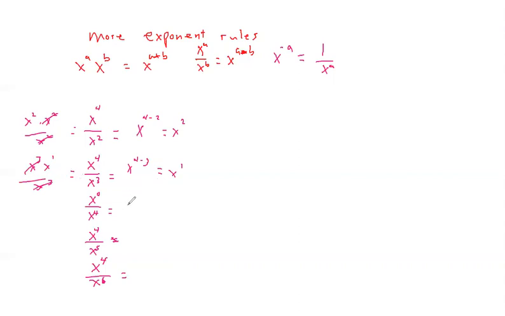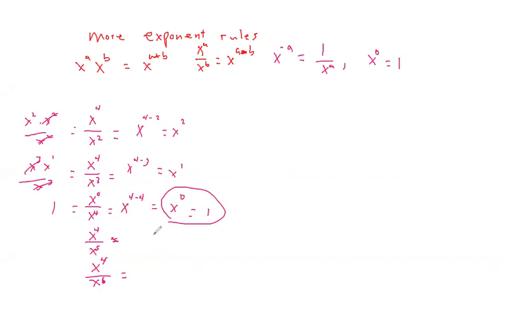Now watch what happens here. It's a little unusual. x to the 4 minus 4 equals x to the 0, but the canceling gives you a 1. Therefore, that tells us that x to the 0 equals 1. Well, that gives us a new rule. Anything to the 0 equals 1. And then we continue on our pattern.